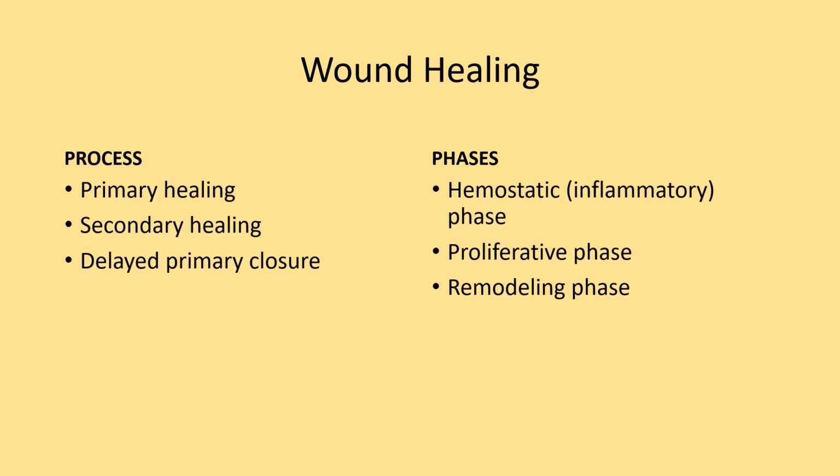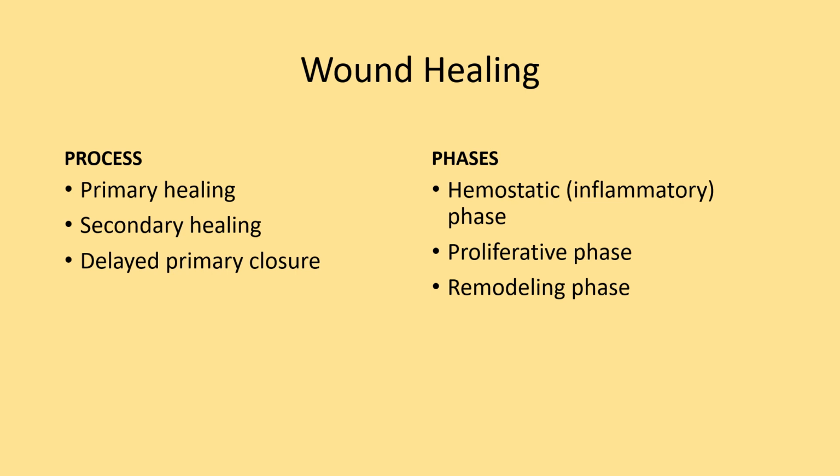Wounds heal in 3 phases: the hemostatic or inflammatory phase, the proliferative phase, and the remodeling phase. The hemostatic or inflammatory phase begins the moment injury occurs and lasts 3 to 6 days. Early in the phase, the blood vessels will constrict and damaged tissues release proteins that trigger the activation of various clotting factors. These actions will work together to stop bleeding.